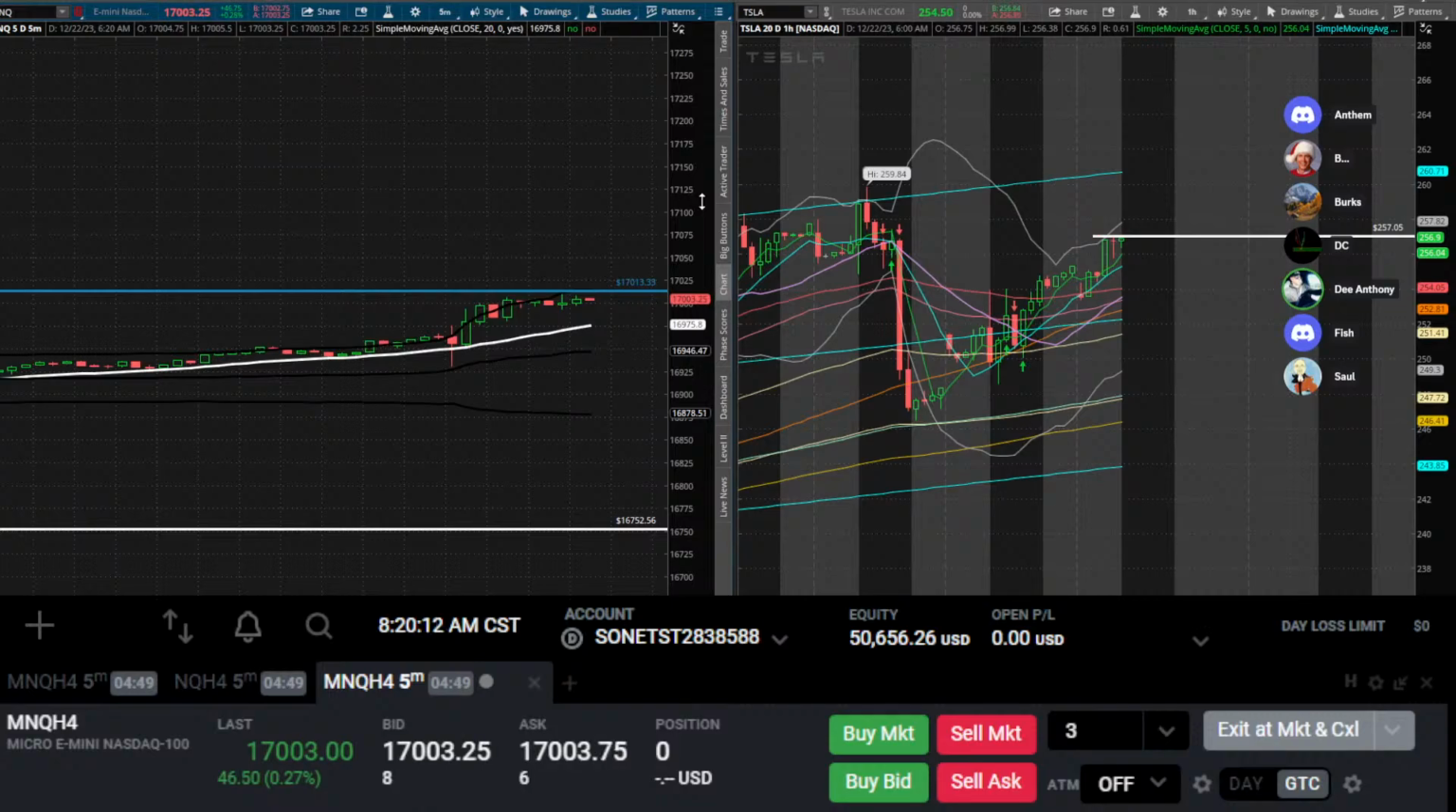Those momentum plays are good for people who play a little bit heavier size. They can get in, take 3, 4, 5 points real quickly, and then kind of get out. Just as long as you kind of know what you're looking for. Sure.